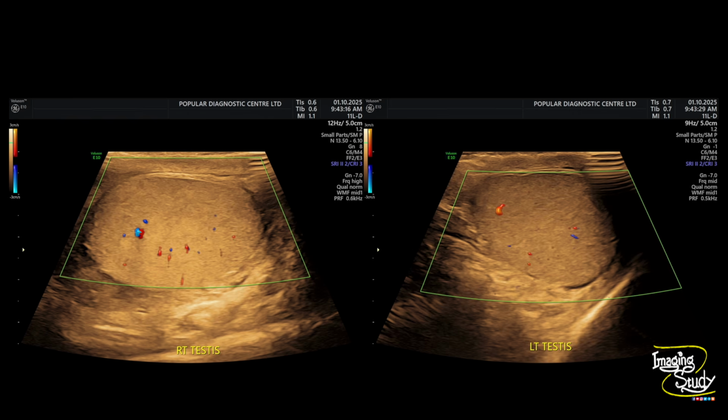Here are the color Doppler pictures. Now you can see the vascularity of both testes, which is also normal. Now let's look at the complaint side.